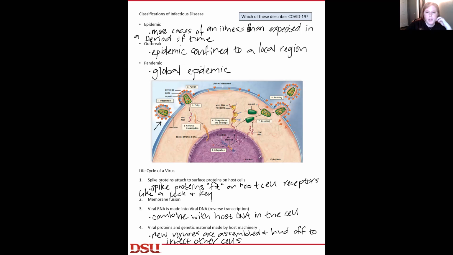Okay, then we have over here is budding. Essentially, once the new viruses have been created, they get shipped back to the membrane, where they are released into the bloodstream and into the surrounding tissues, where they go and infect other cells and continue the process until the immune system can get up and stop it.